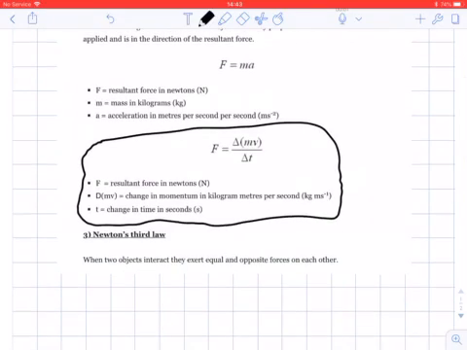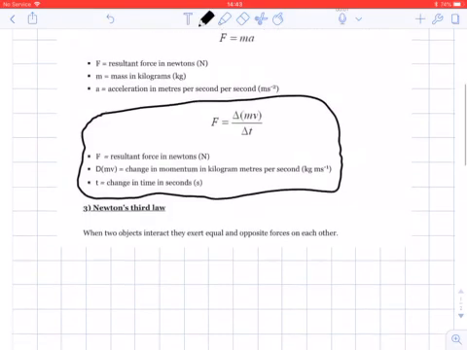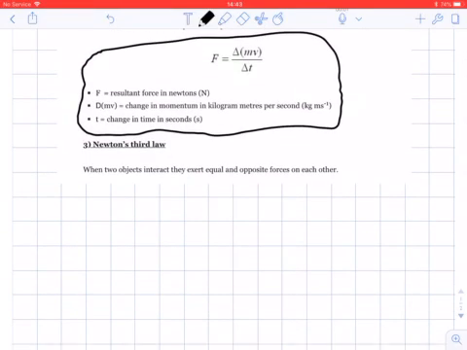Newton's third law basically states when two objects interact, they exert equal and opposite forces on each other. This can be simply described as, say, for example, a mass resting on a tabletop. Obviously, if we say this mass was 4 kilograms in mass, it would apply a weight of 4g to the centre of the Earth. Remember, force is mass times acceleration, or weight is mass times acceleration, so mg.